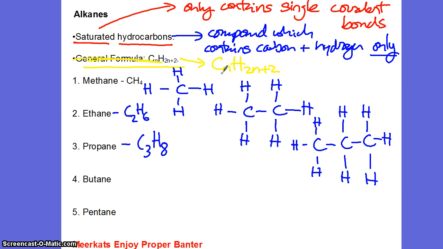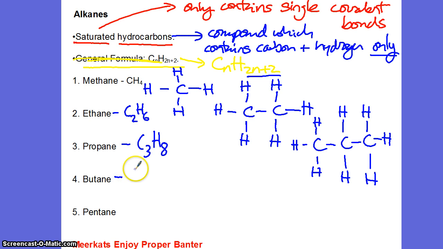Now hopefully you can spot the pattern emerging, that the DNA, if you like, the general formula, CnH2n+2, works for all these molecules. If you had 1 carbon, double it to make 2, add 2, gets 4. If you had 2 carbons, double it to make 4, add 2, makes 6. 3 carbons, double it to make 6, add 2, gives you 8. So you can see that our general formula does work.